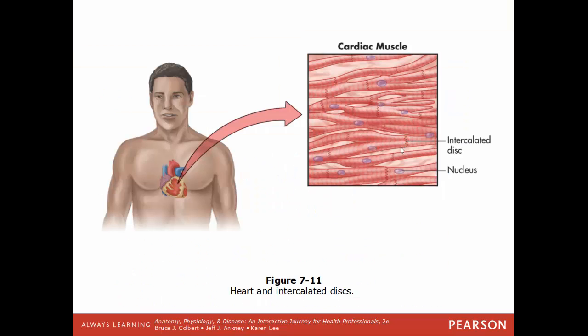You see these zigzag lines, these intercalated discs. These are how the fibers are connected to one another, how they're able to speed communication. This is only found within the cardiac muscle. These are not found in smooth or skeletal muscle.